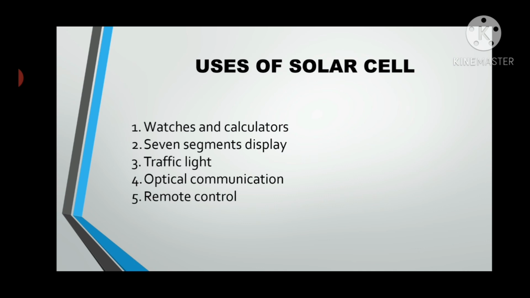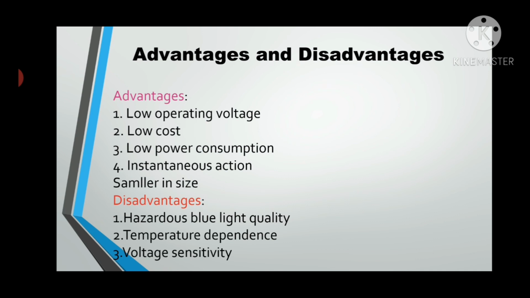Now, what are the uses of LED? LEDs can be used in watches and calculators, 7-segment displays, traffic lights, optical communication and remote control. Advantages and disadvantages of LED. Let us see the advantages. They operate on low voltage, their cost is also low, they consume low power, they have instantaneous action and they are smaller in size.